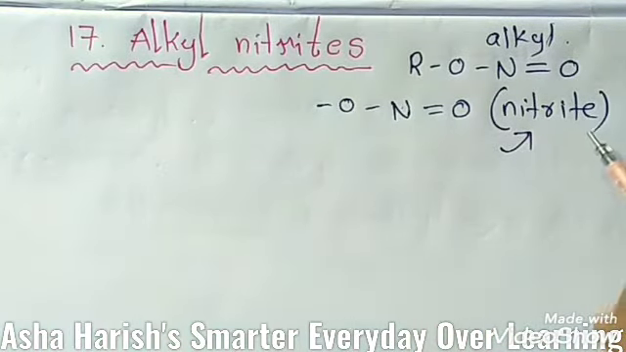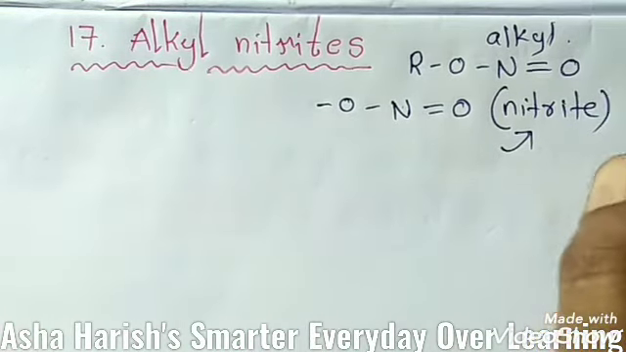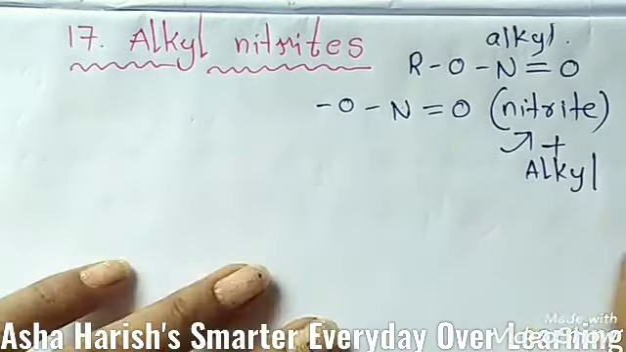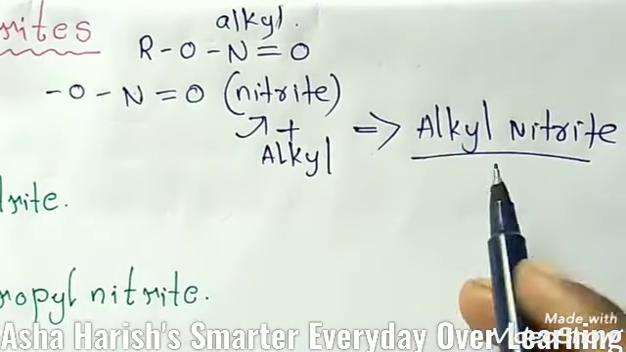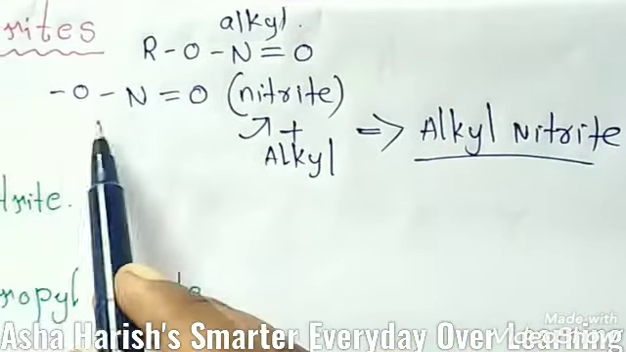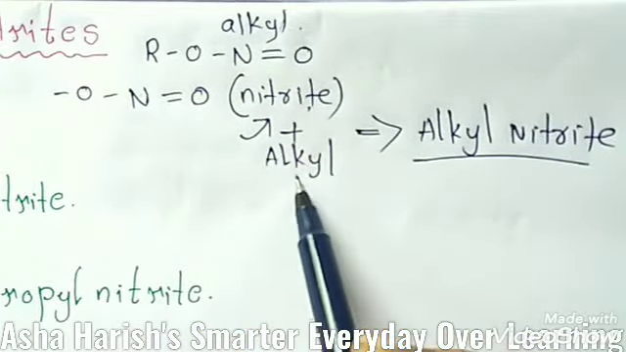And common names: add the secondary suffix nitrite to the alkyl group simply, and if you add this nitrite to the alkyl group, then you should get the word alkyl nitrite, which is the final word for alkyl nitrites if you add one nitrite group to the alkyl.